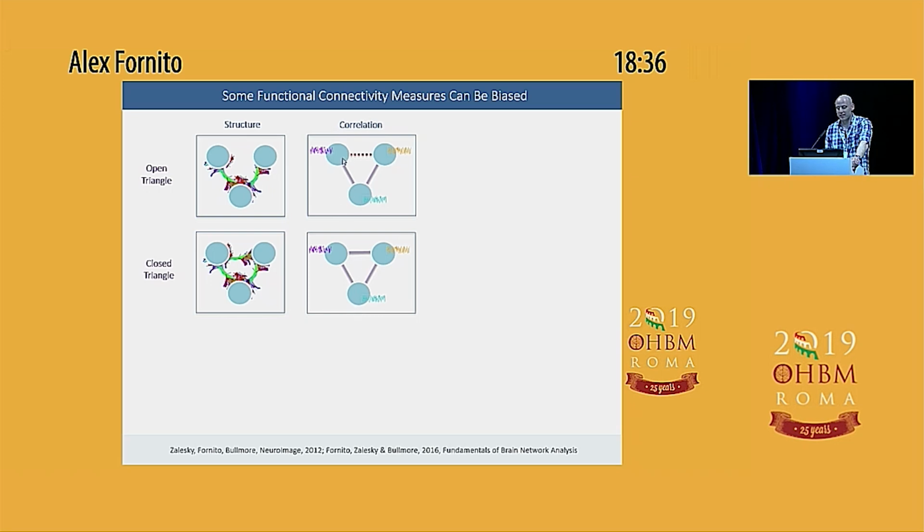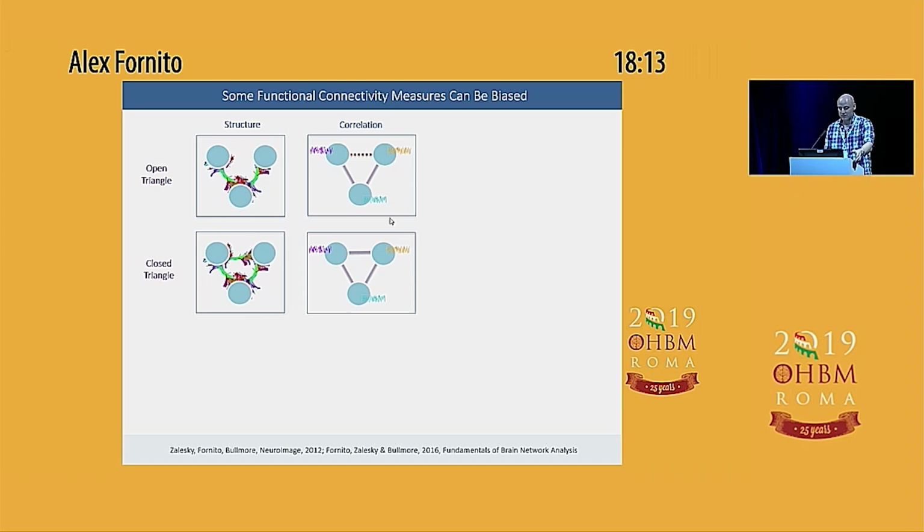Whereas in the top case, I'm going to get a non-zero correlation for this top connection here, even though there's no actual anatomical connection. And this is just a mathematical property of the correlation coefficient. If A correlates with B and B correlates with C, then A and C have to be correlated as well. Right, so correlations will be sensitive to these kind of indirect polysynaptic connections.